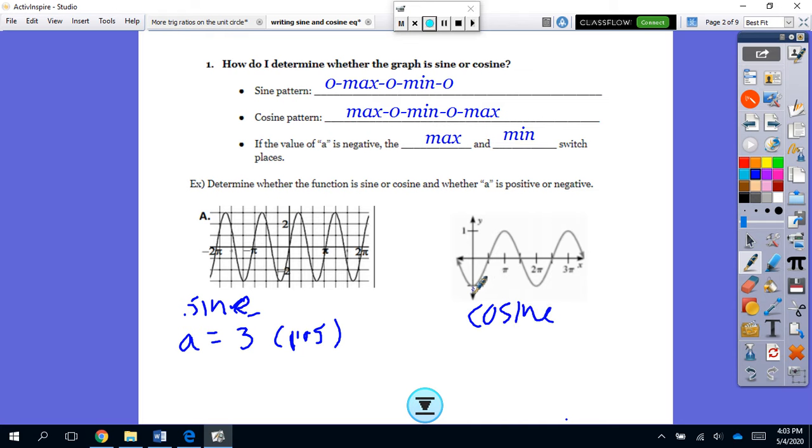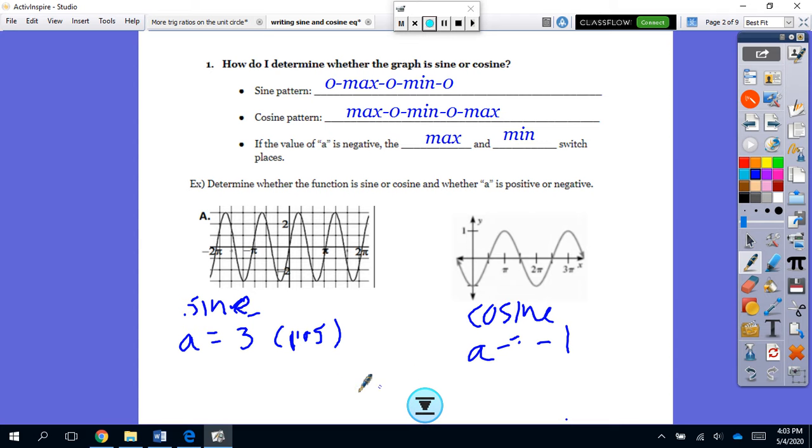And we're thinking, since it starts at a negative value, a must be negative. If it started at 1 and went to 0, then min, then 0, back up to 1, then it would be positive. But this goes from negative 1 to 0 to positive 1 to 0 to negative 1. So a looks like negative 1, and it looks like the amplitude is 1. Okay, so you need your amplitude. You need to know whether it's sine or cosine and positive or negative. Once you know the amplitude and whether it's positive or negative, you know whether a is positive or negative.